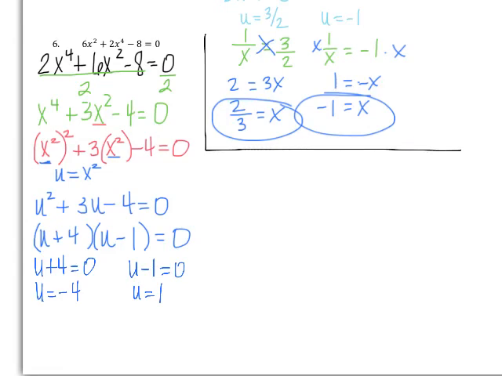Well, remember the problem is looking for x, not u. So I do have to go back to what I originally let u be. And I'm going to replace this, so x squared equals negative 4 and x squared equals 1. To solve something that looks like this, I take the square root on both sides.